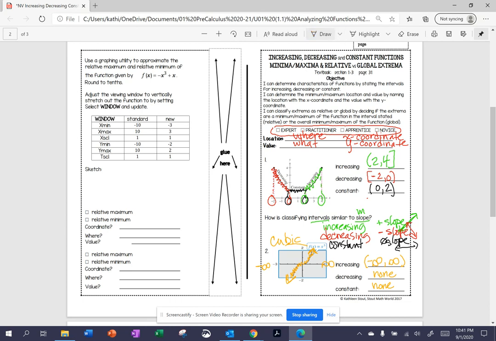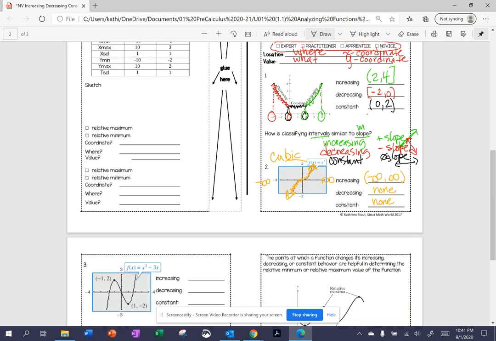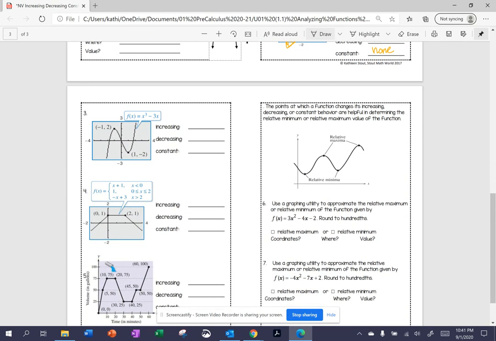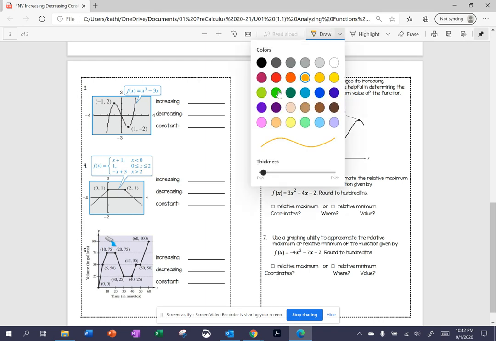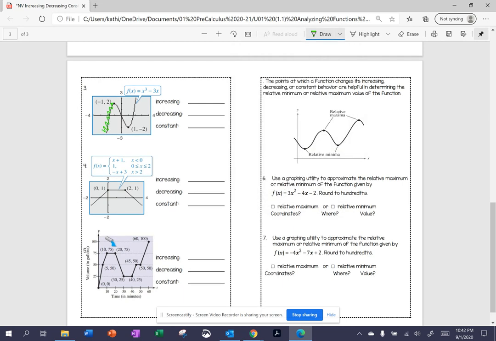All right, so let's try the next examples. Let's take a look here and let's define where I'm increasing, decreasing, and constant. So I'm going to just go from left to right on my graph. So if I start on the left, I am increasing here. This is also increasing. So let's name where I'm increasing. So I want to name, I'm going to come up here. So where did I start?